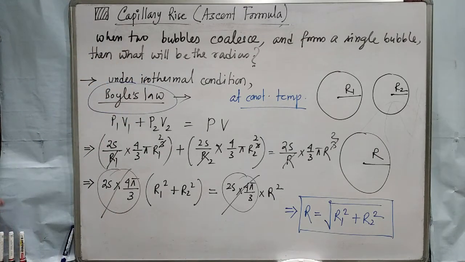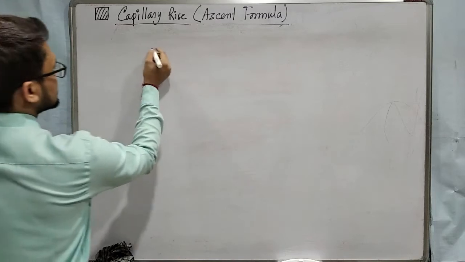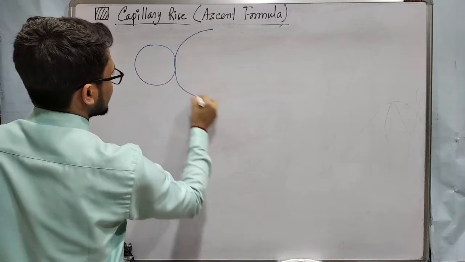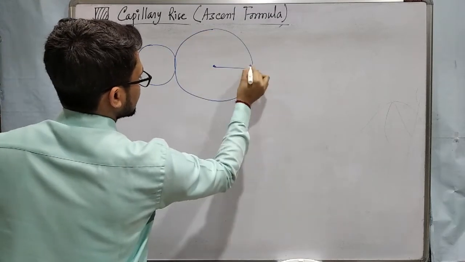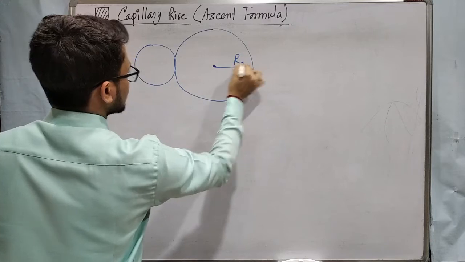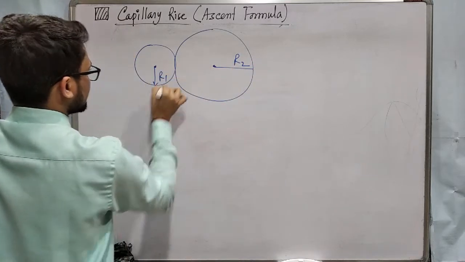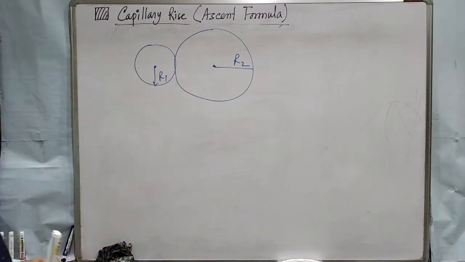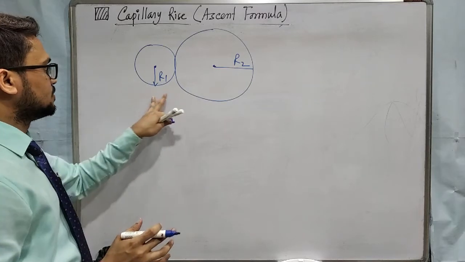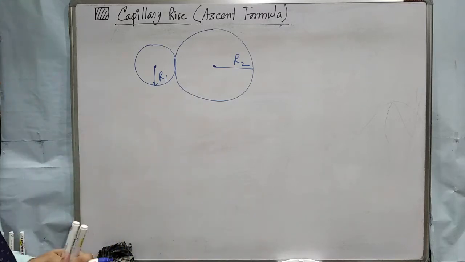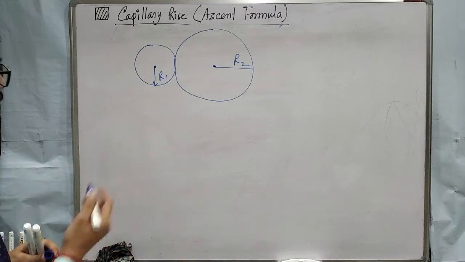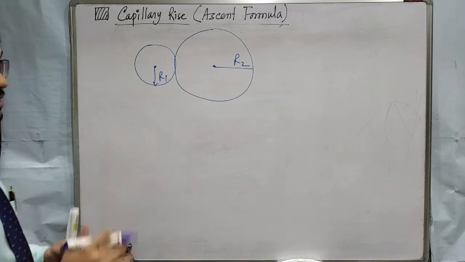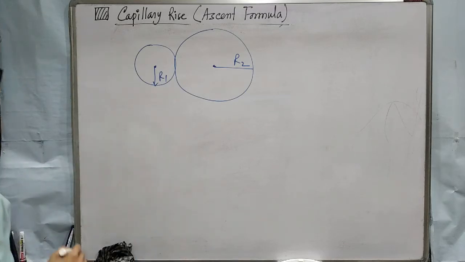Another important thing, okay, let me erase this. Suppose two bubbles, this is a smaller bubble and this is a bigger bubble, they are in contact with each other. This is R2 and this is suppose R1. Inside this bubble air is there, inside this bubble also air is there. So when two bubbles of different radii are in contact, in which direction will the air flow, from one bubble to another bubble?